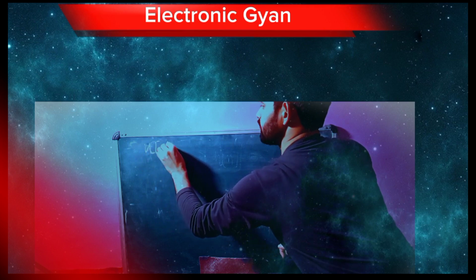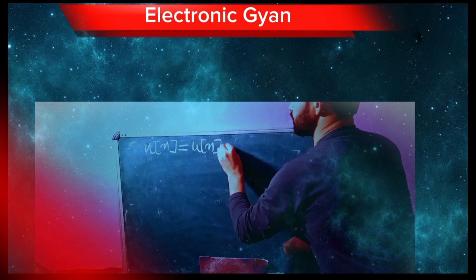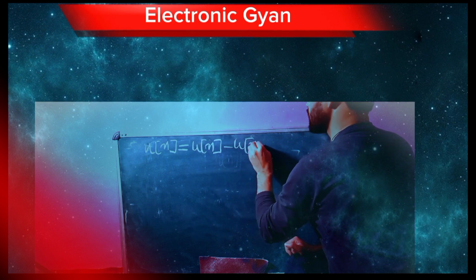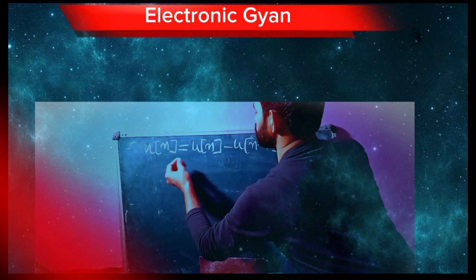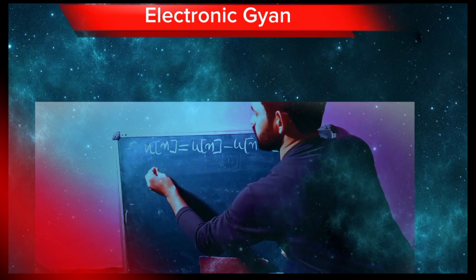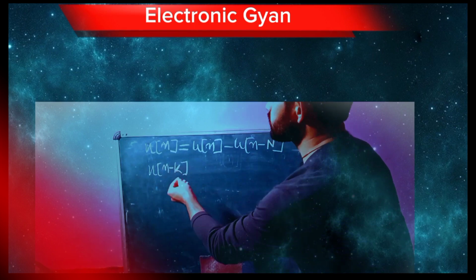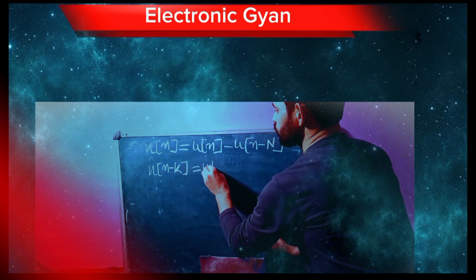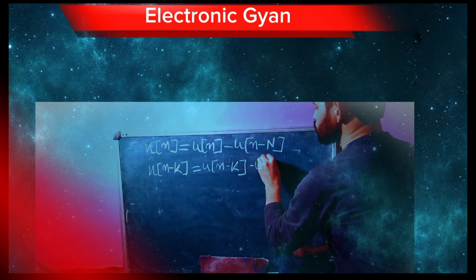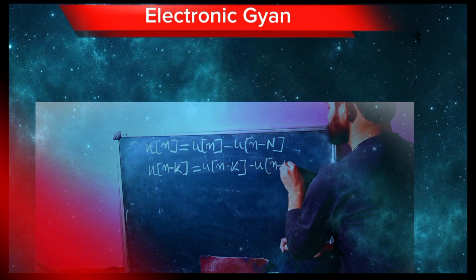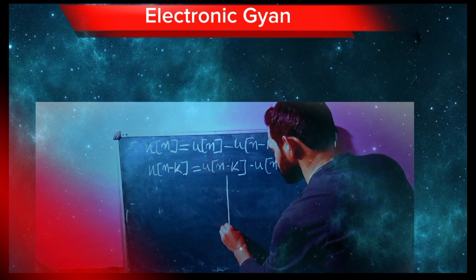As I have given, x of n is equal to u of n minus u of n minus capital N. Now I'm going to plot x of n minus k. So what should my x of n minus k be? It is nothing but u of n minus k minus u of n minus k minus capital N. Let's see how to plot this signal.